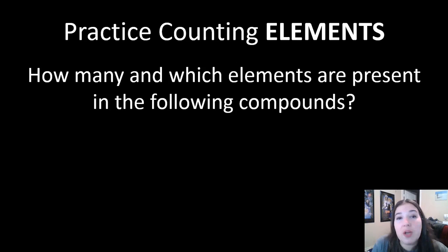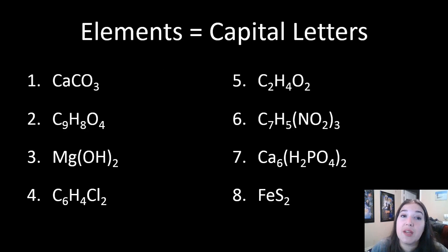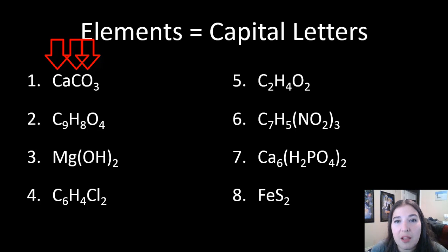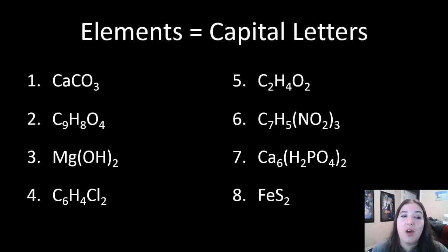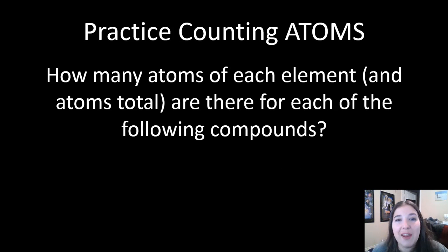Sometimes on a test, you'll get a question that asks how many total elements are there in the compound. Whenever you are counting elements, you are literally just counting capital letters because every element symbol has a capital letter. So in the first one, I have CaCO3. Calcium is 1, carbon's another one, oxygen's another one, I have 3 total elements. Number 2, I have carbon, hydrogen, oxygen. 3 total elements.